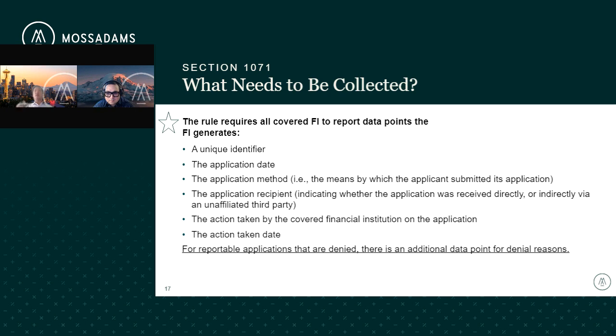The rule requires all covered financial institutions to report data points the FI generates. These are some of the examples, right? Some of you may be very familiar with these actually: a unique identifier, the application date, the application method, the application recipient, the action taken by the covered FI on the application, and the action taken date. For reportable applications that are denied, there is an additional data point for denial reasons. Just wanted to highlight that.